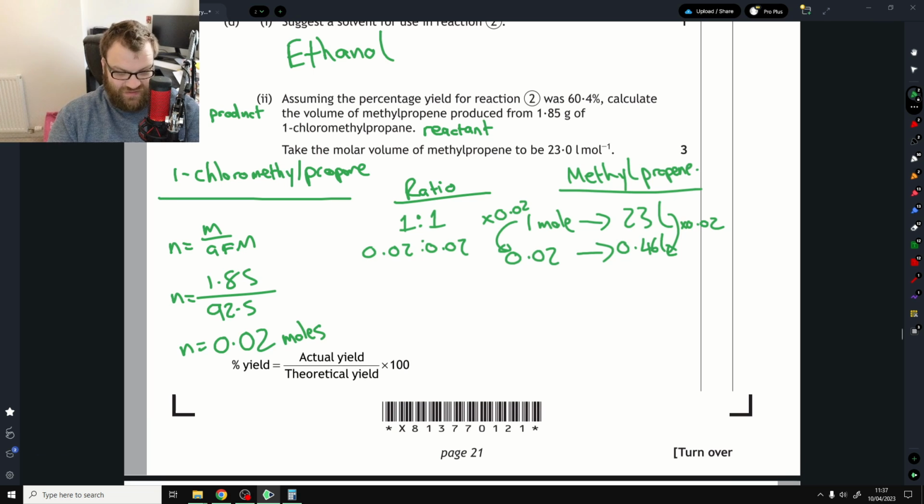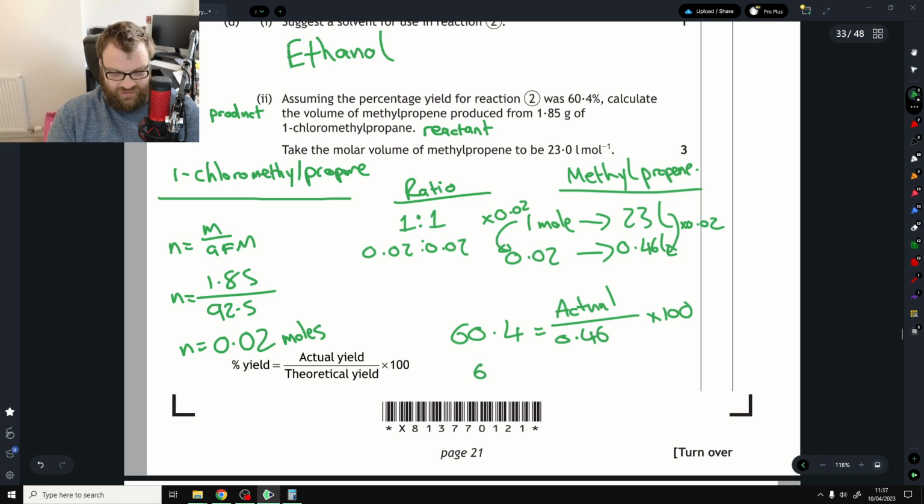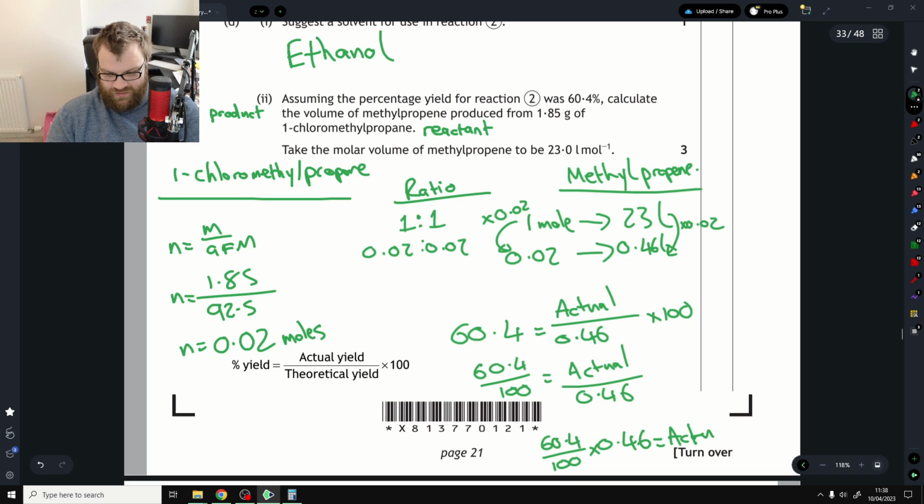We can do this in one of two ways. One way is to put it into our equation. So we've got 60.4 as our yield equals actual, which is what we're trying to figure out, divided by 0.46, which is the maximum we can make, times 100. Rearranging it, we get 60.4 over 100 equals actual over 0.46. Then you get 60.4 over 100 times 0.46. That will give us our actual yield. The other way, which gets you straight to that bottom line, is just take 60.4% of the 0.46 that we could make, and that will also get your answer.